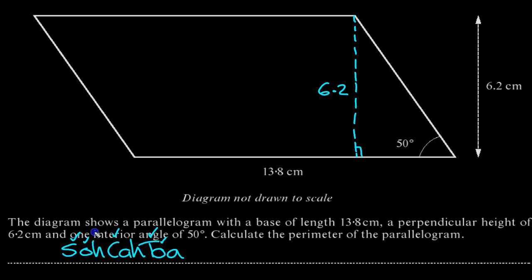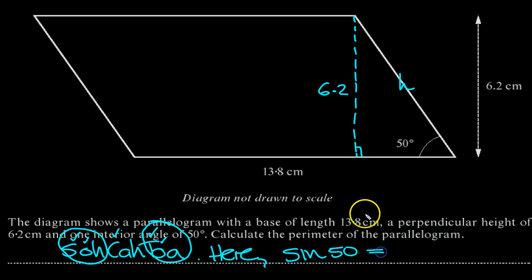We need two of any three, so we could use this one, and we could use this one, couldn't we? This one would give us the h, the hypotenuse, which is what we want for the perimeter. We need to know the length of this side. So here, if we label that h then, sine of 50 degrees, SOHCAHTOA, is equal to the opposite, 6.2, over the hypotenuse, which we've labelled as h.